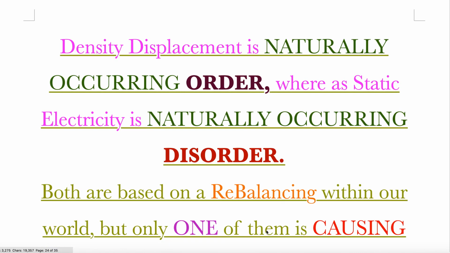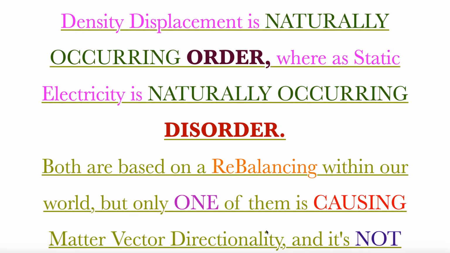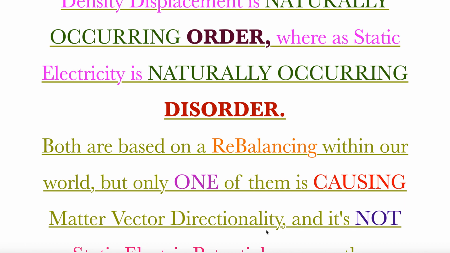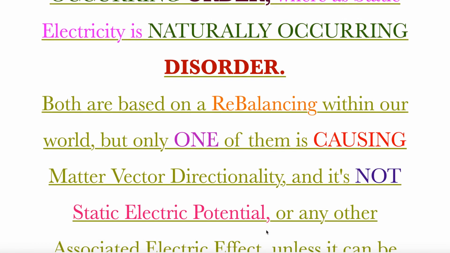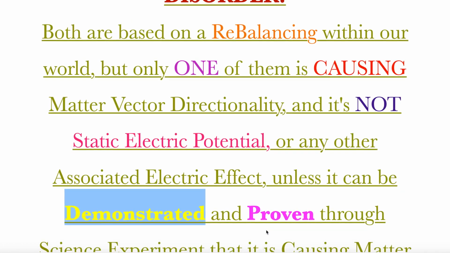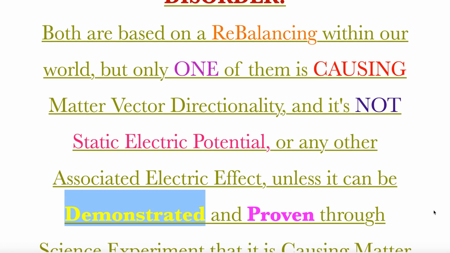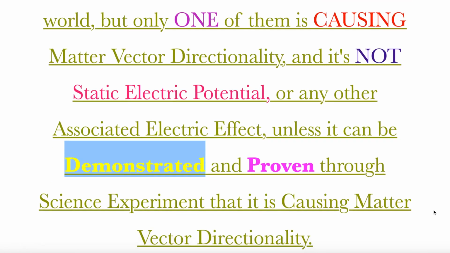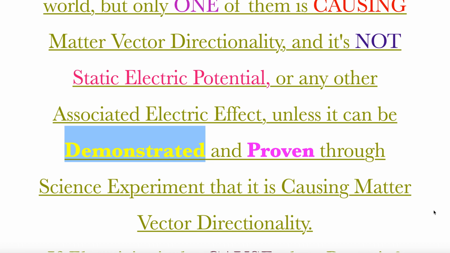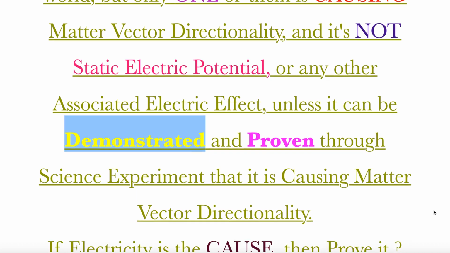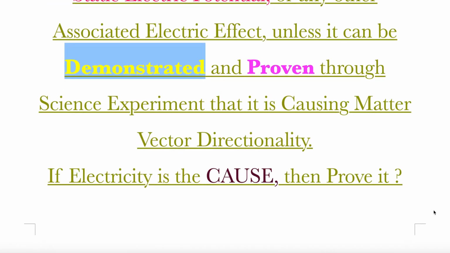Density displacement is naturally occurring order, whereas static electricity is naturally occurring disorder. Both are based on a rebalancing within our world, but only one of them is causing matter vector directionality, and it's not static electric potential, or any other associated electric effect, unless it can be demonstrated and proven through science experiment that it is causing matter vector directionality. If electricity is the cause, then prove it, because that's the problem.